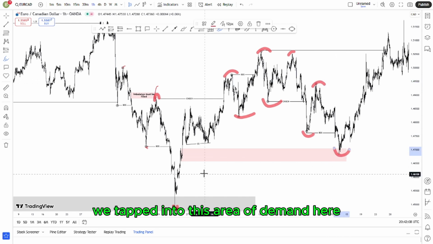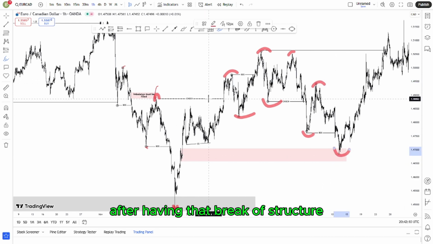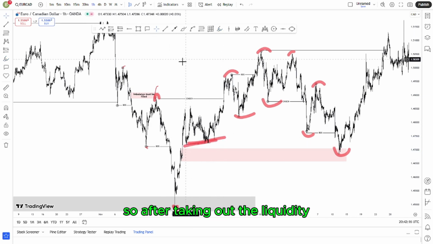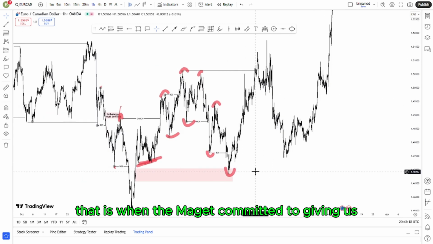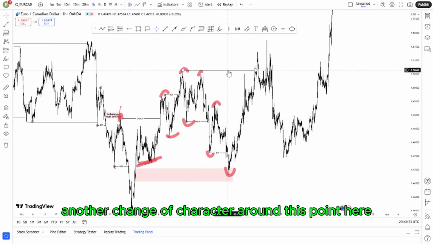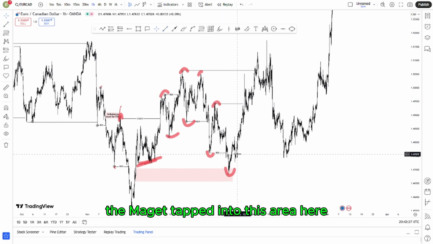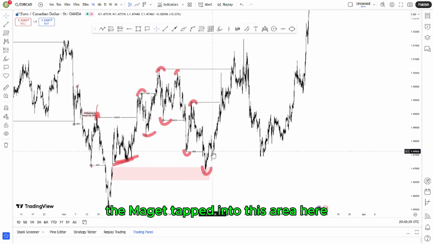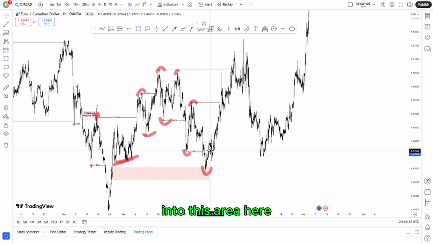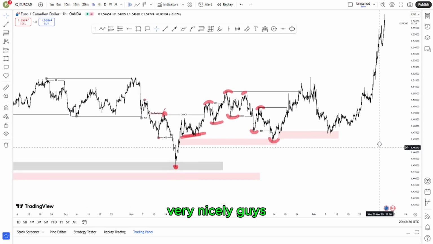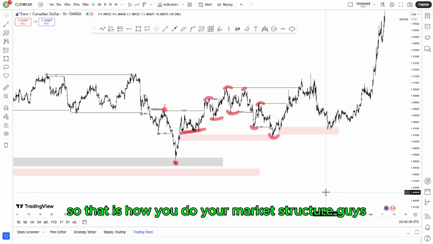We tapped into this area of demand here after having that break of structure or a change of character, just because we had liquidity around this point. So after taking out the liquidity, that is when the market committed to giving us another change of character around this point here. So after having that change of character, the market tapped into this area here, and then that is when the market pulled to the upside very nicely, guys. So that is how you do your market structure, guys.